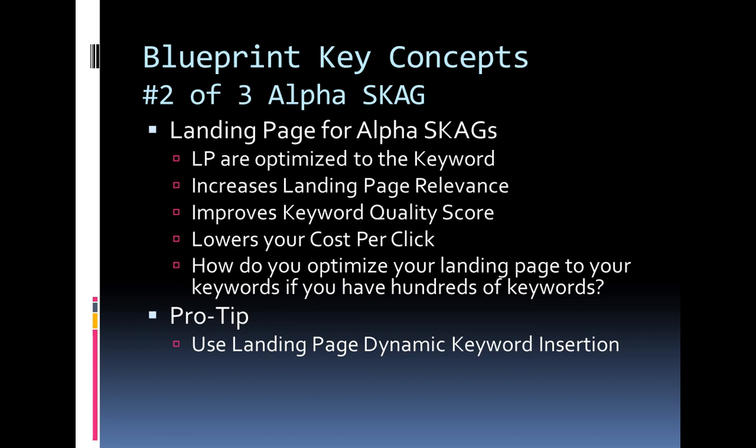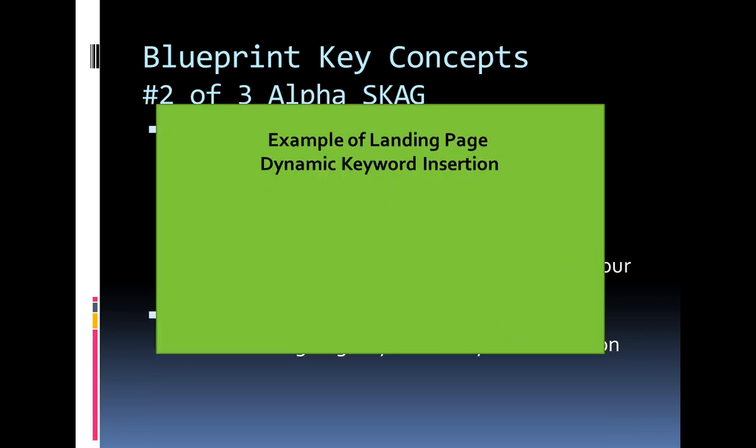What is that, you ask? Let me explain. Here's an example of landing page dynamic keyword insertion. Let's say you have this as your URL, yoururl.com. Dynamic keyword insertion is basically just passing what your current keyword is. Let's say you add something like question mark, DKI equals your keyword. DKI, dynamic keyword insertion, is a parameter. When you pass this parameter to your landing page, it can actually pick that up and display it on your landing page.